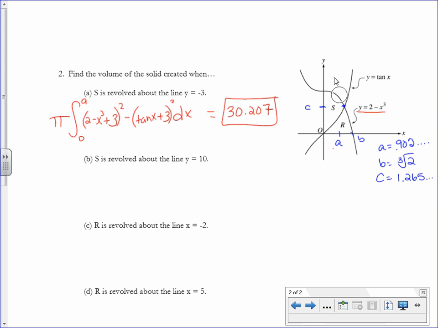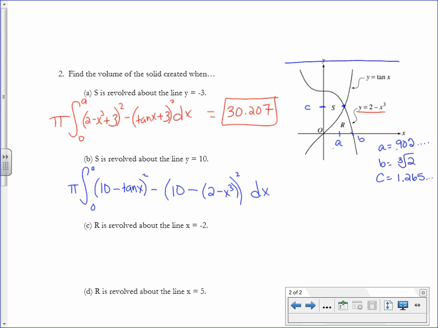So if we move on to that second one, and we look if it's above or below the graph, I have y equals 10. Well, y equals 10 is obviously above the graph here. So y equals 10 would be up there. My outer radius is going to be dx, because y equals 10 is like an x-axis. It's a horizontal line. So my outer radius is going to go from 10 down to y equals tan x. So 10 minus tan x, not plus, it's going to be a minus, pardon me, minus my inner radius, which is again going to start at 10 and then go down to 2 minus x cubed. Notice my parentheses there, 10 minus the quantity.